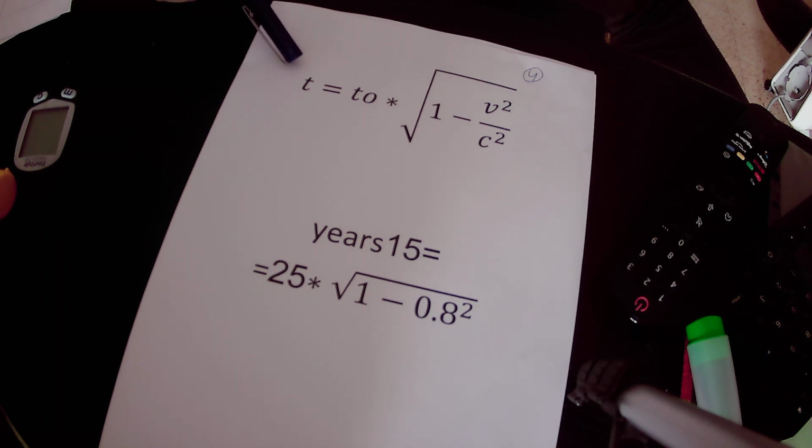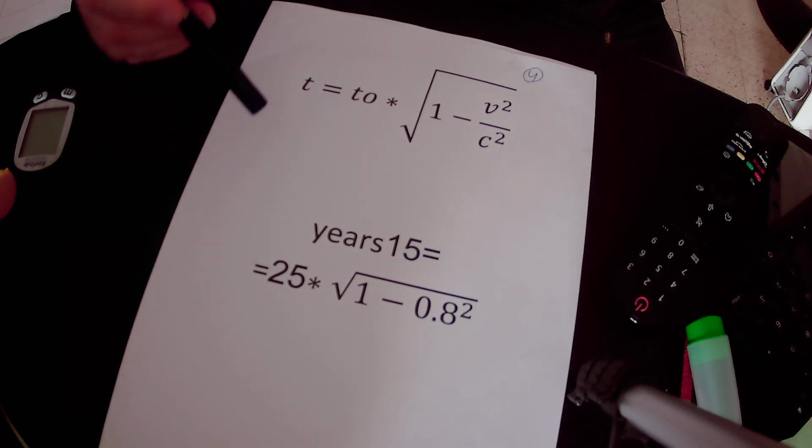T is the time that has passed in the spaceship that is traveling at very high speed, equals T naught. T naught is the time that has passed on Earth during all the journey, and we multiply it by the root of 1 minus v squared divided by c squared. v is the velocity of the spacecraft that is traveling in space.